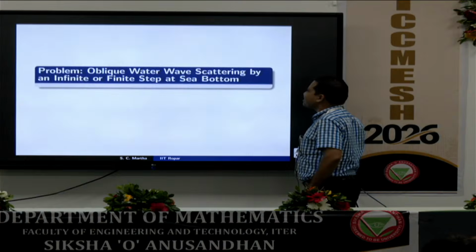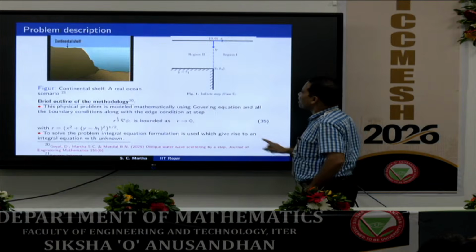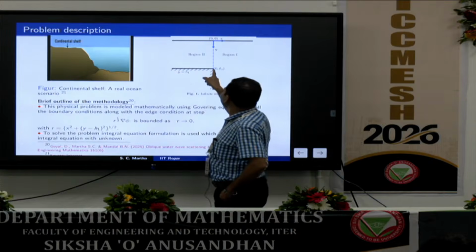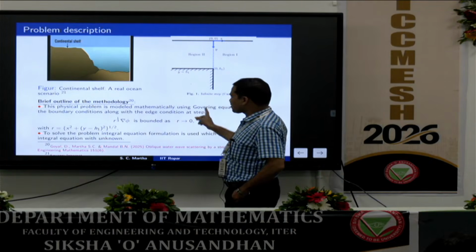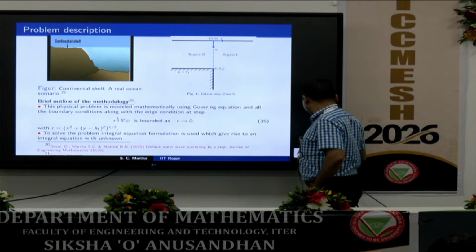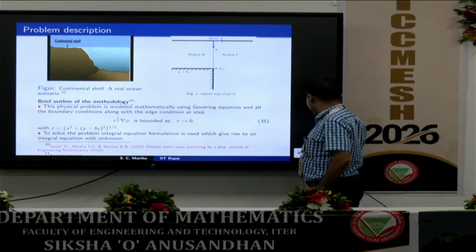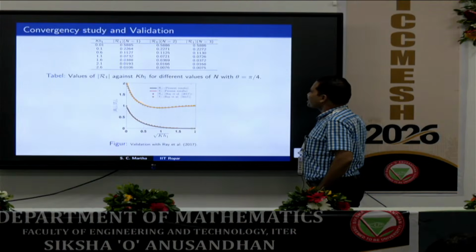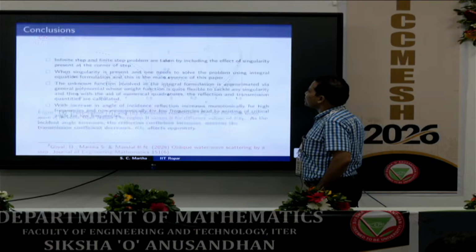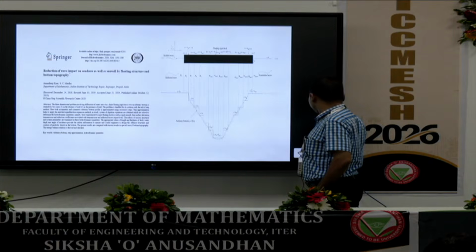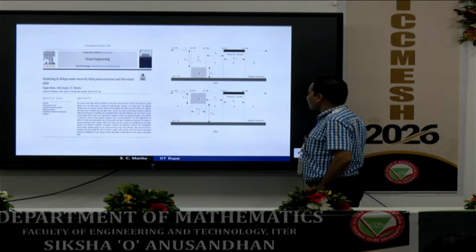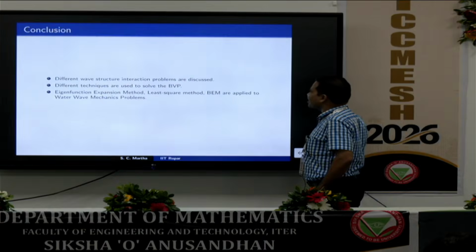publication with Prashant. So one more work we did with a continual self, again with singularity, we took an integral equation approach. This was with Professor Mandal. It was also in the Journal of Engineering Mathematics. So this is all about the work. There are many works we also contributed on different topography as well as elastic plate, etc.